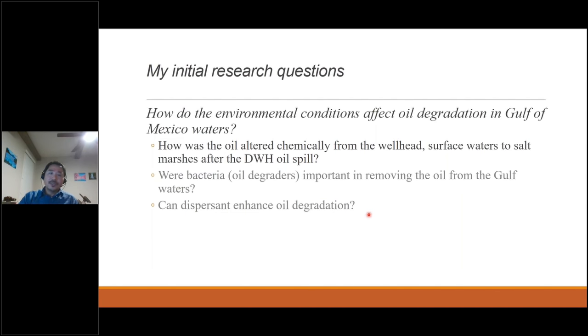So my initial research question is how the environmental conditions affect oil degradation. I think that's an important question for the policymaker, for the community, because only by knowing that can you predict the fate of the oil, how long it can last in the environment. Only by getting a quantitative idea can you predict how much oil is left in a month or a year or a 10-year time scale. I think that's important data we need to have.